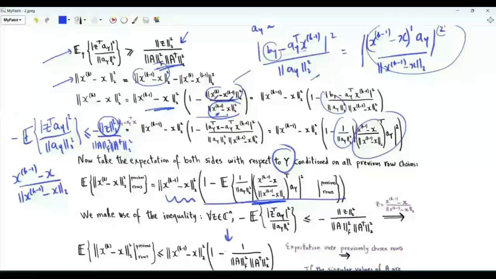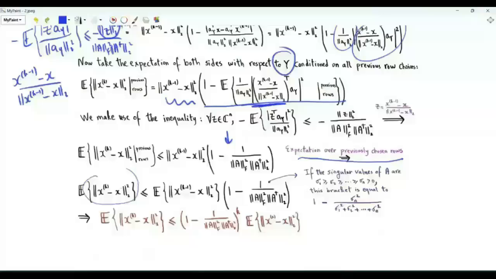This bracket here is upper bounded by a quantity that no longer depends on k. Specifically, the upper bound is 1 minus 1 over the Frobenius norm of A squared times the L2 norm squared of A dagger. Now we take the expectation with respect to the previously chosen rows. We get that the expectation of the L2 norm squared of the difference between x of k and x, the solution to the linear system of equations, is upper bounded by the expectation of the L2 norm squared of the difference between x of k minus 1 and x multiplied by this bracket, 1 minus 1 over this product. This bracket here is strictly less than 1.